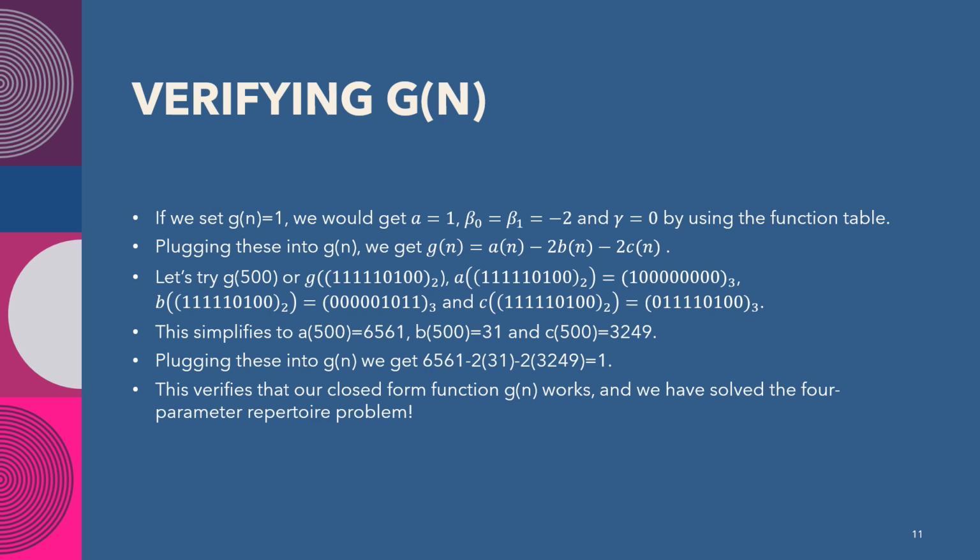So if we want to find G of 500, we first turn 500 into binary. We then use the conversions for A of 500, B of 500, and C of 500. A of 500 equals 6,561, B of 500 equals 31, and C of 500 equals 3,249. If you plug these into G of n, we get G of 500 equals 1, and that proves that our G of n works.